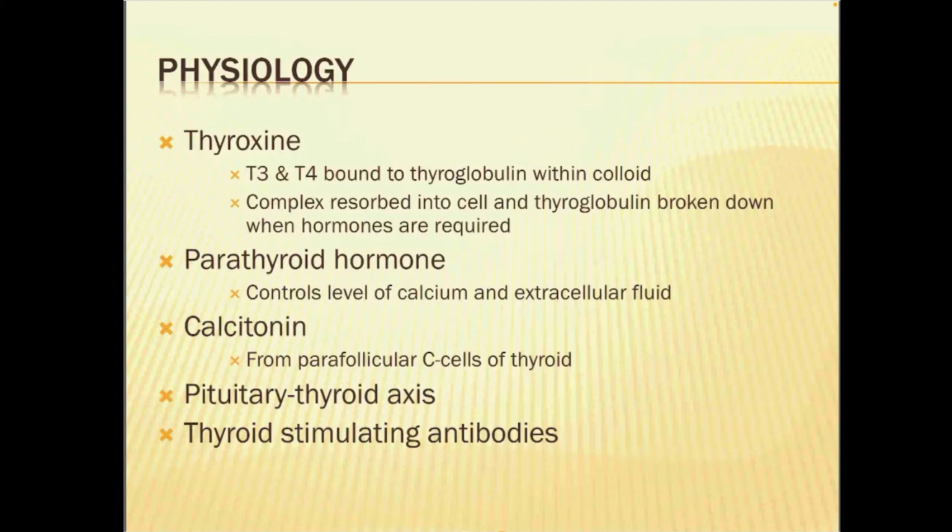This complex of colloid, thyroglobulin bound to T3 and T4, is resorbed into the cell, and within the cell the thyroglobulin is broken down to release T3 and T4. The T3 and T4 are then released into the blood vessel and carried to the particular cells where the receptors are present and where they are supposed to act.